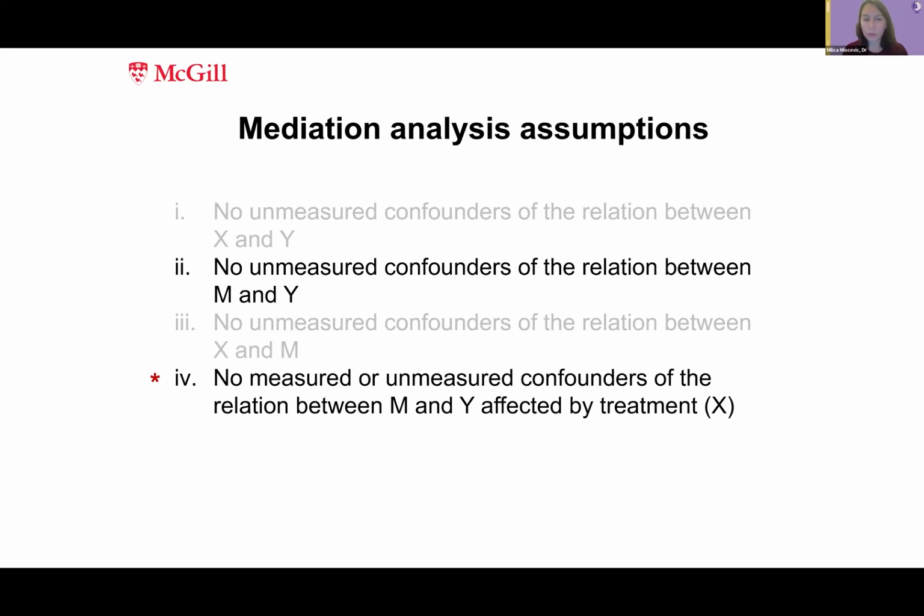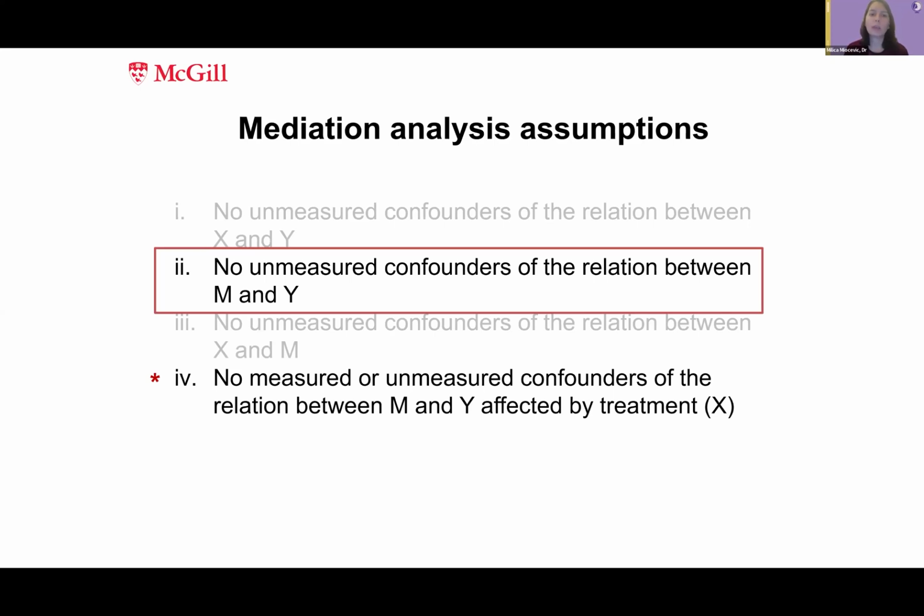Assumption 4 is really important in practice, but it won't be the focus of my talk. Instead, I'll focus on what we can do when we suspect that the assumption of no unmeasured confounders of the relationship between M and Y has not been satisfied.